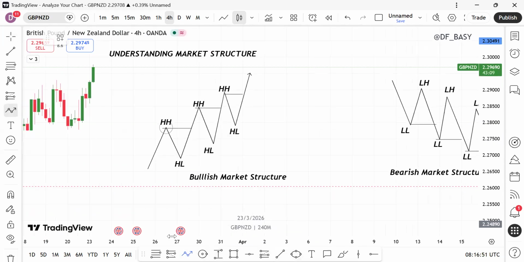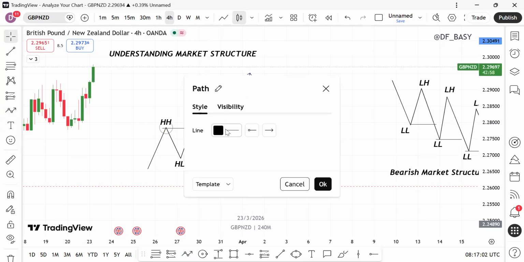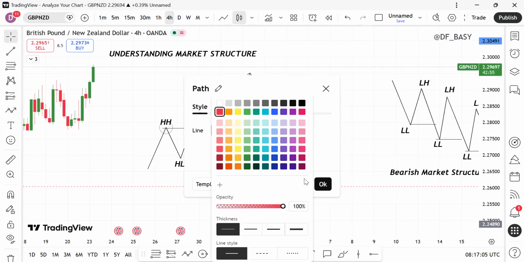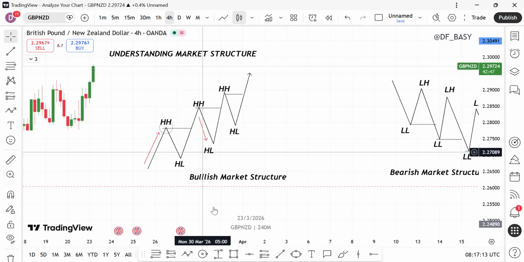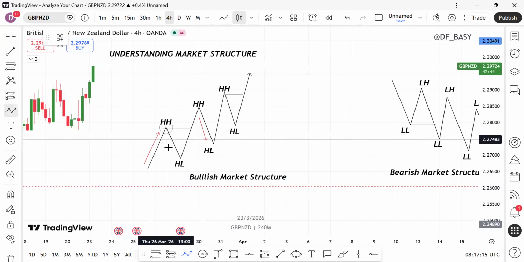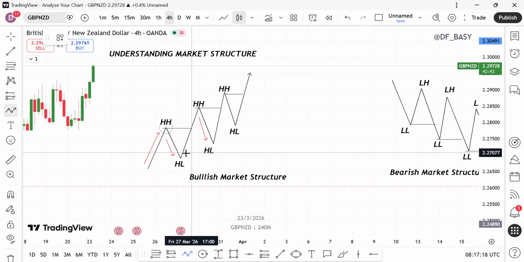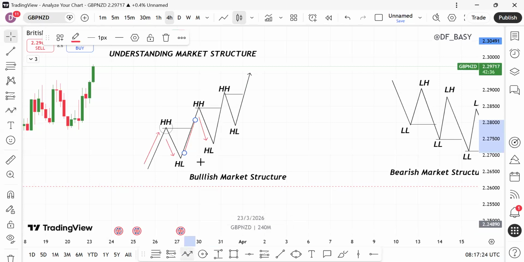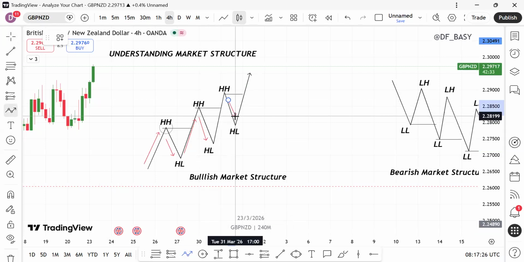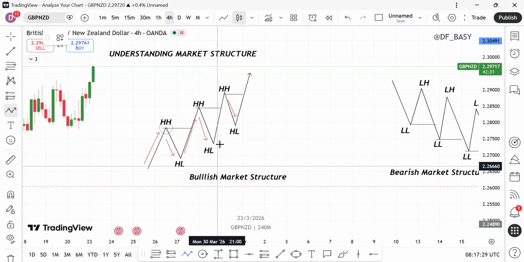So now, where is a corrective move? This is a corrective move. That is a corrective move. And where is an impulsive move? This is an impulsive move. Do you understand? This is a corrective move. This is an impulsive move. This is a corrective move. And this is an impulsive move.